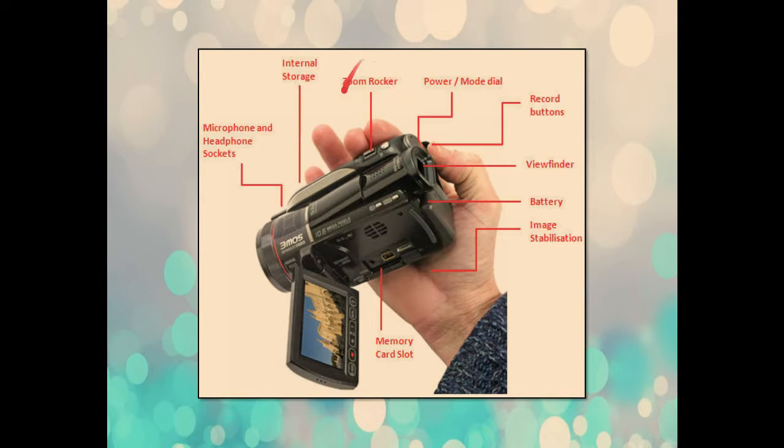Okay, your zoom rocker, which is a lever right here at the top of most video cameras. If you push it one way, it will zoom in. If you push it the other way, it will zoom out. And you have to be really careful when you are using the zoom rocker because if you push it too hard, it's going to zoom in and zoom out too fast and it's not going to look good. So you really have to be careful and take it slow with the zoom rocker when you want to zoom in and zoom out.